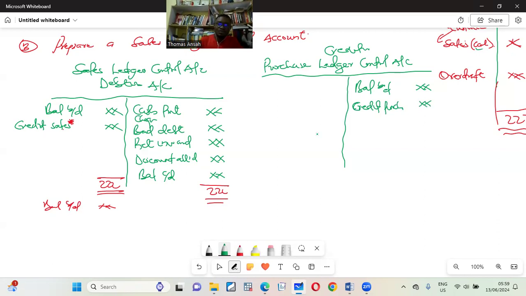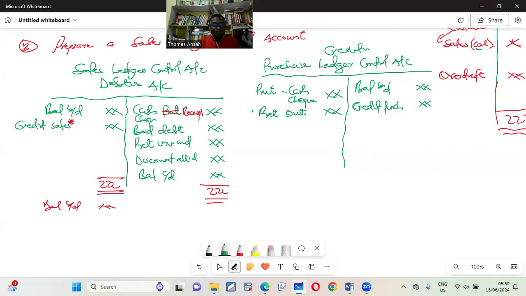What are the things that will reduce your balance brought down? Of course, this one is supposed to be cash receipt, okay? But I wrote cash payment from the customers, but to you, it will be cash what? Receipts. Then here, because you are the one paying, it will be payments, all right? Either cash or check. So it will reduce your owing, all right? Then here we have return inward, so here will be return what? Outwards. We actually call it purchases return outwards. All right, so that is that.